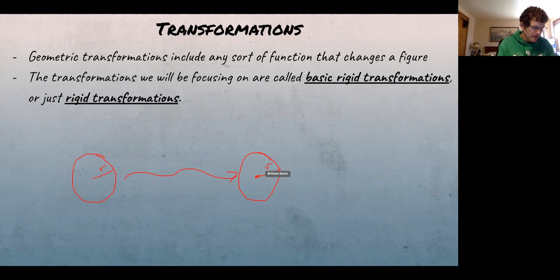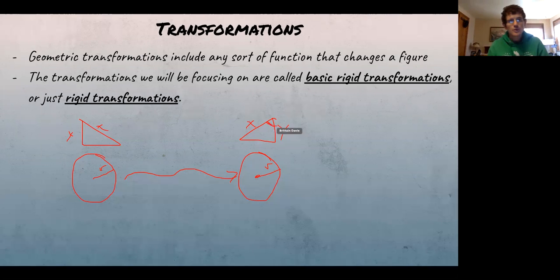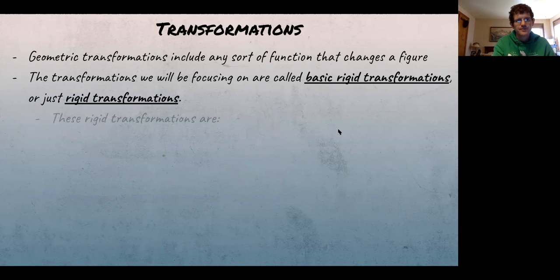If it was a triangle and I ended up with this triangle right here, whatever we did, this distance x will be the same over here. This distance y will be the same. Not only are the side lengths going to be the same, but this angle right here is going to be the same as this angle. So we're not changing the figure in any of its measurements by doing any of these transformations, but we are changing how it looks. And these are ones you're already familiar with.